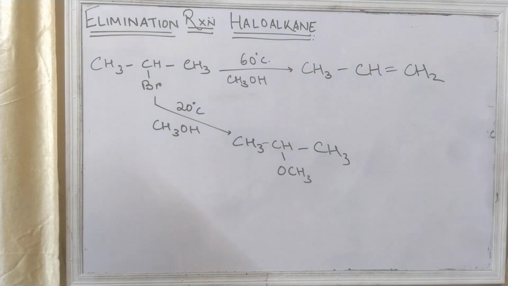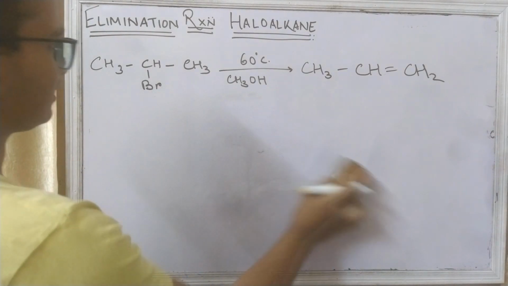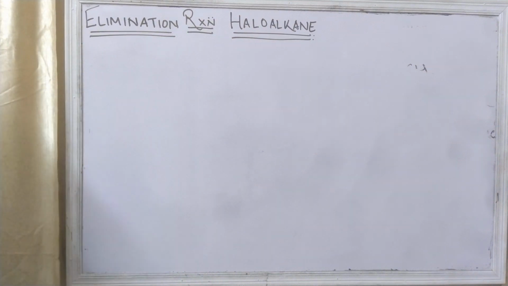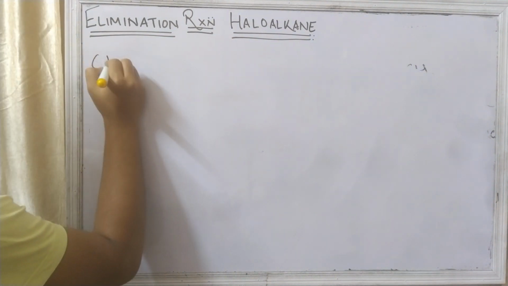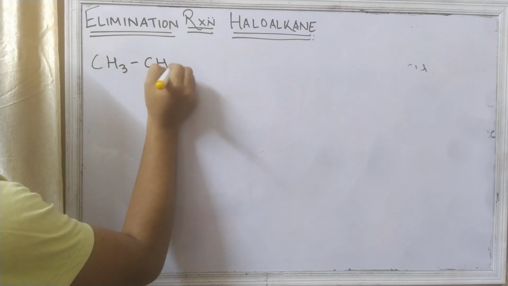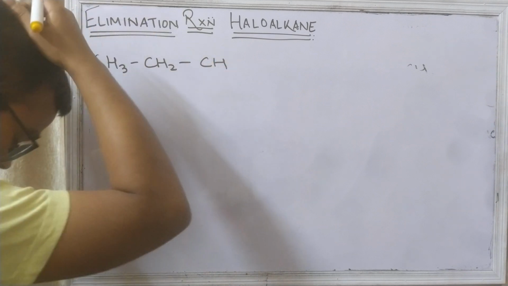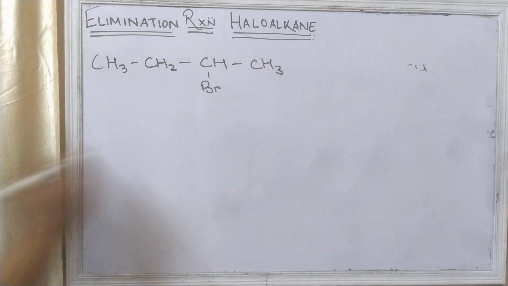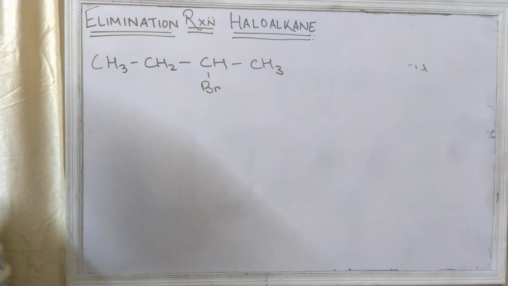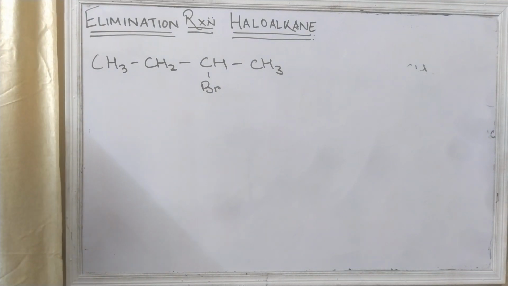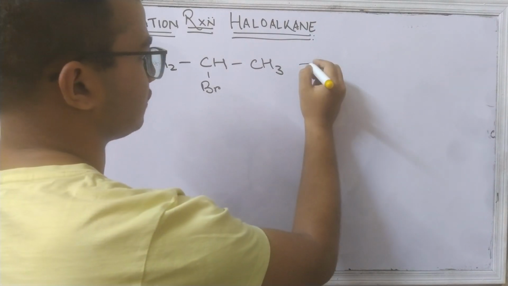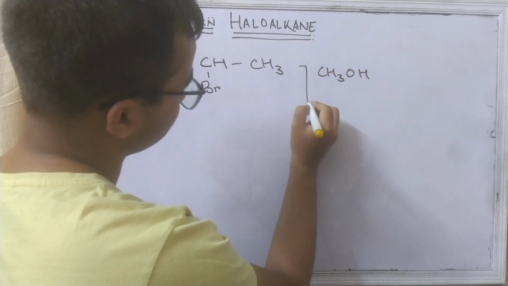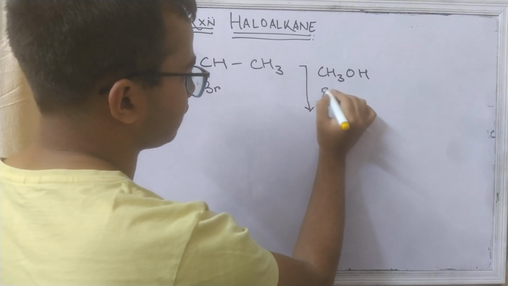Now this was the case where the alkyl halide was symmetric from both ends. But if we consider suppose we take CH3 CH2 CH Br and here CH3. See, this is not symmetric from either end. From this end and this end, the compound looks different, right? So when you treat it with CH3OH, and you maintain a very high temperature, at around 80 degrees centigrade.